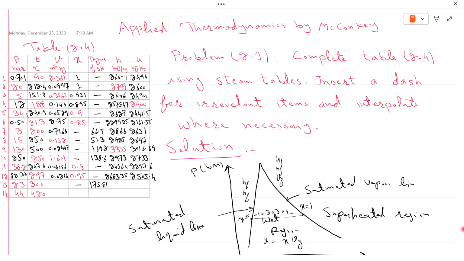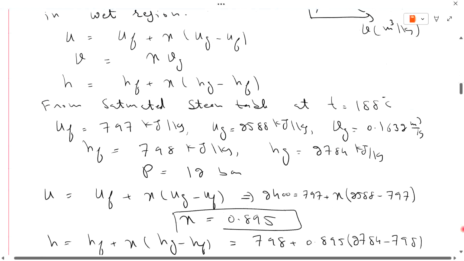Drainage pressure is not defined. Specific internal energy is 2808.4. Specific enthalpy is 3071.4. And specific volume is 1.1838. Now we solve row number 14, the last row. Pressure is 44 bar and temperature is 420 degrees centigrade.